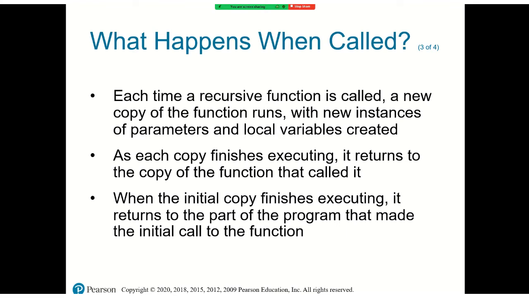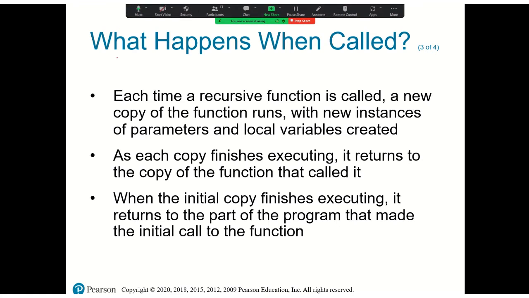Now each copy, as it completes its execution, returns to the copy of the function that called it. So that's what happened with the factorial. When the initial copy finishes executing, it returns to the part of the program that made the initial call to the function. So basically it keeps on referring to the previous point where the program called it, and it integrates the results along with that. That's why when we calculated factorial 5, we started with 5, then 5 times another factorial. So it keeps on going.